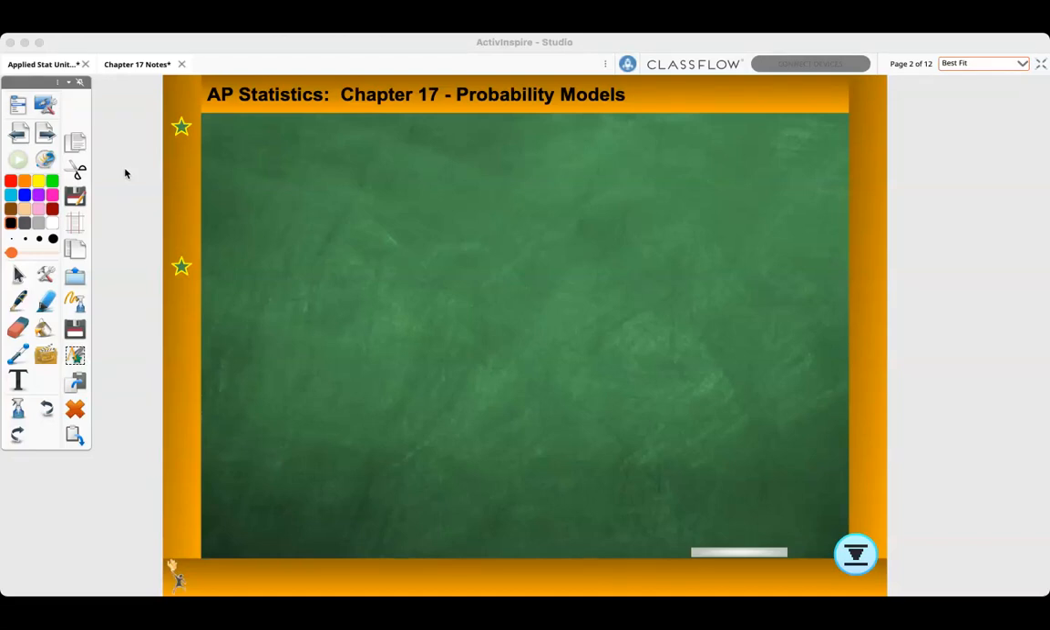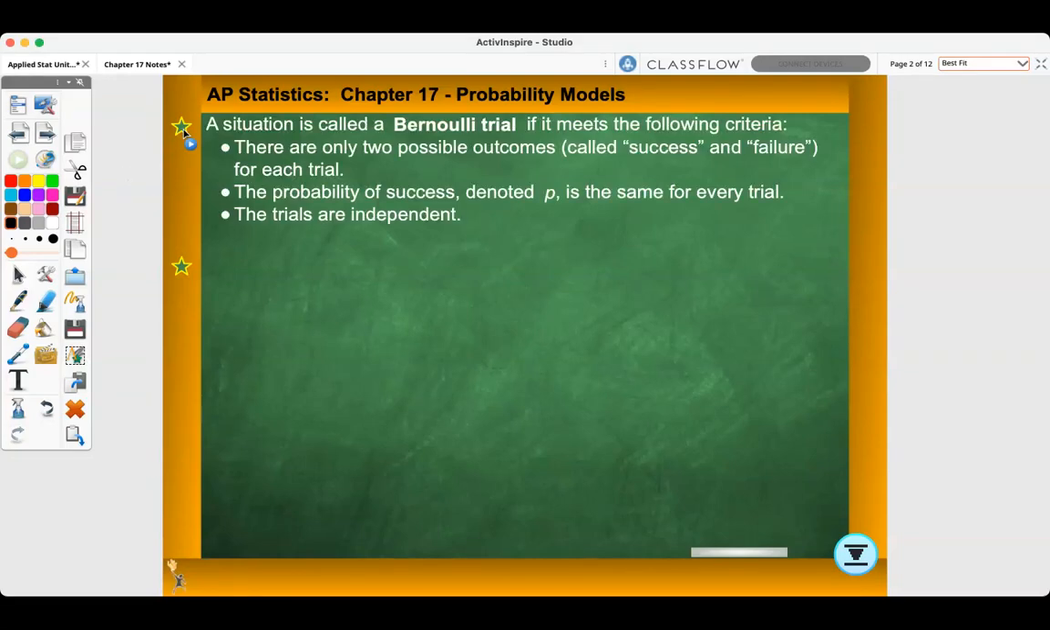Today we'll be doing Chapter 17, Probability Models. A situation is called a Bernoulli trial if it meets the following criteria. 1, there are only 2 possible outcomes, called success and failure, for each trial. The probability of success, denoted with a P, is the same for every trial, and trials are independent.